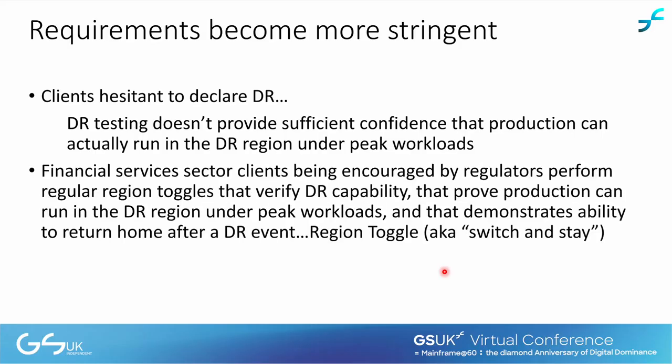And then the financial sector said, hey, we need to encourage regulators to make companies prove that if you have to declare disaster, that your DR region could handle peak workloads and demonstrate the ability to return home after the event. This is called region toggle, or AKA switch and stay.